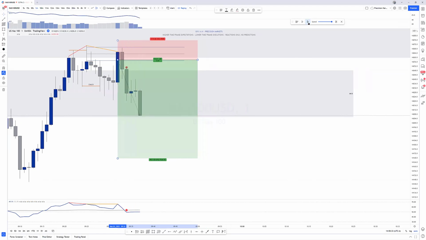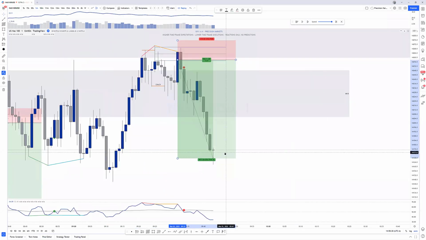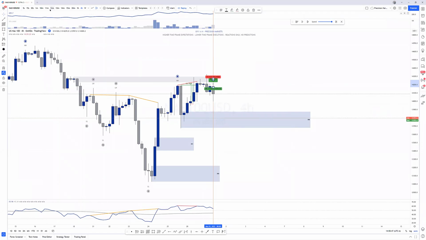So let's see what happens. We're close. Boom. All right, we've hit our first target. So now here's something to keep in mind, guys. Let's go back to our 4 hour. Remember, we're thinking that price is going to go down. So that's our expectation based upon what we can see.